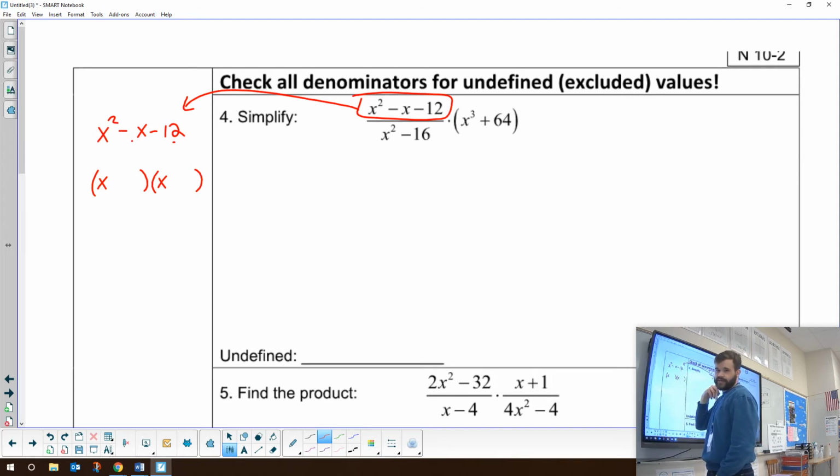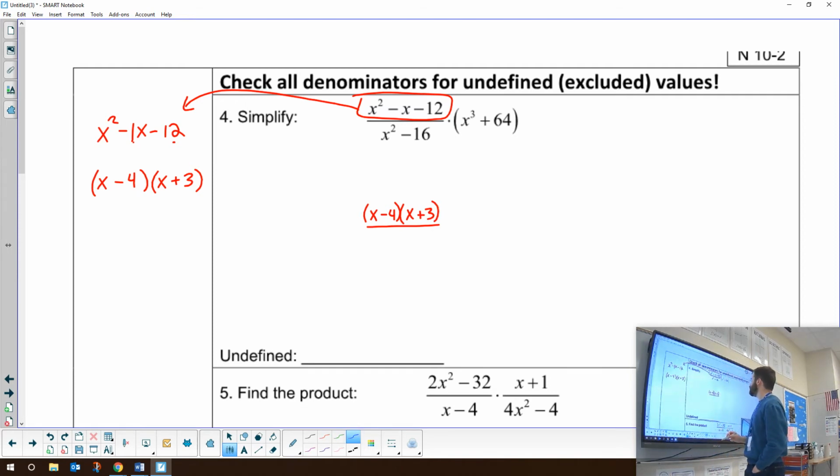Okay, so my two numbers are going to be, pretty straightforward, negative 4 and positive 3. Check this out: negative 4 times 3 is negative 12, and negative 4 plus 3 is my negative 1 right here. So this is my factor. I can write that back over here. We have x minus 4 times x plus 3 on top.